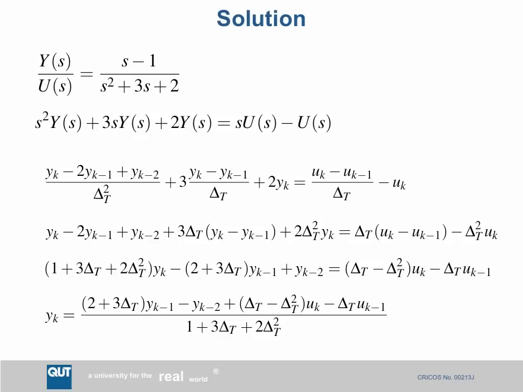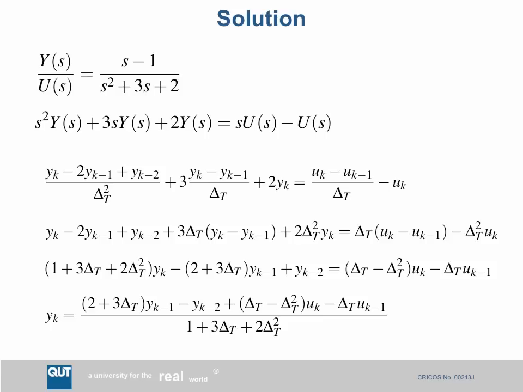All right, here's my solution to the problem. What we've done is substituted in the second order derivative for s squared y, the first order derivative for sy, substituted just yk where we have y of s. I've done similar things on the other side of the equal sign. So where we had su, we substituted in the first order derivative approximation for u, and then we have a single uk on the end, which is the transformation of u of s. All right, that's pretty complicated. I'm going to multiply through by delta t squared. Then we're going to gather the like terms.